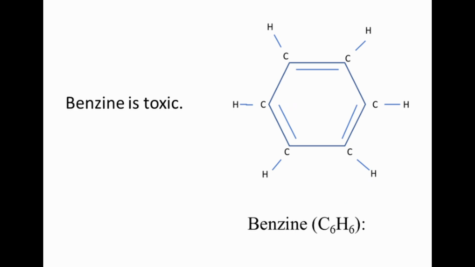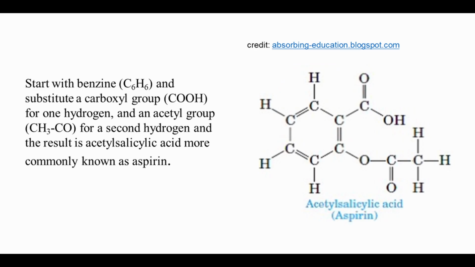Pure benzene is toxic. Substituting in other functional groups can turn benzene into medicine. Start with benzene, C6H6, and substitute a carboxyl group, COOH, for one hydrogen, and an acetyl group, CH3CO, for a second hydrogen, and the result is acetylsalicylic acid, more commonly known as aspirin.